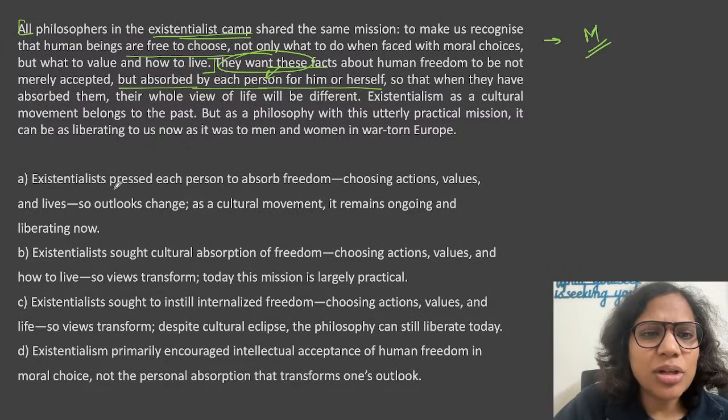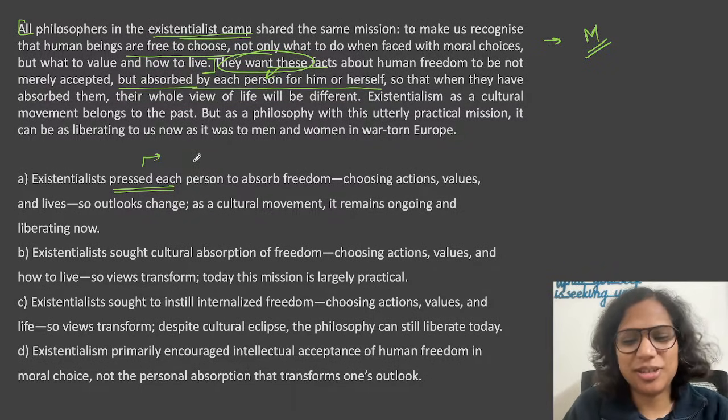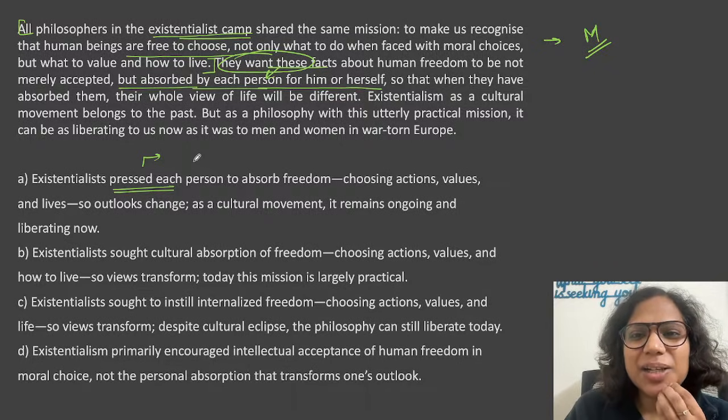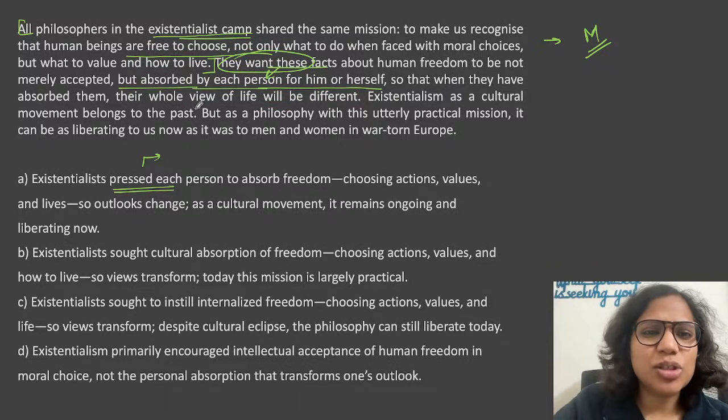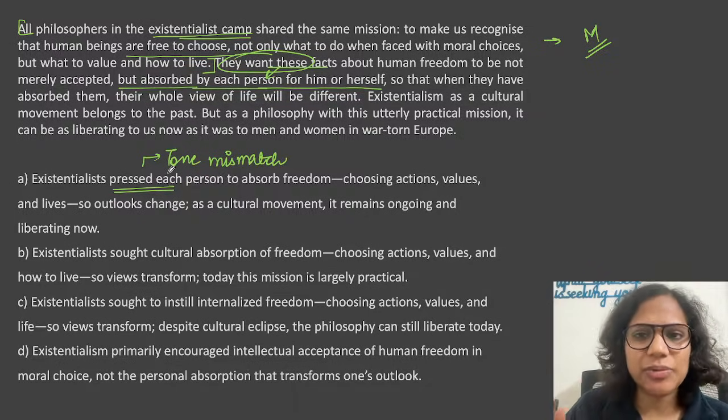So is this not kind of against freedom when it says they pressed each person to absorb freedom? So there is a tone mismatch, I believe, right in the beginning. Right, there are other problems also with A.